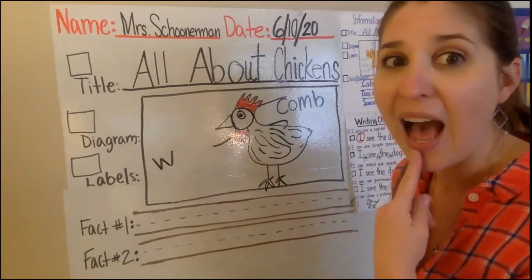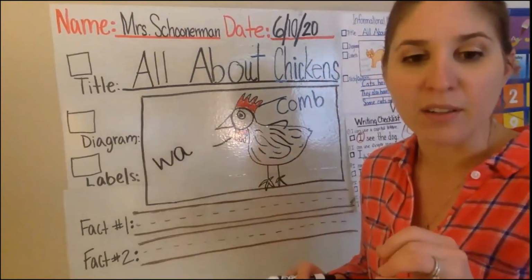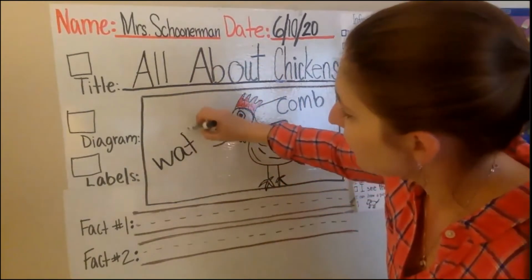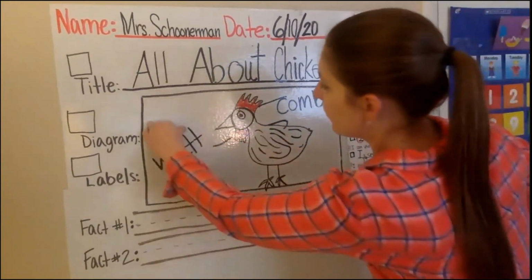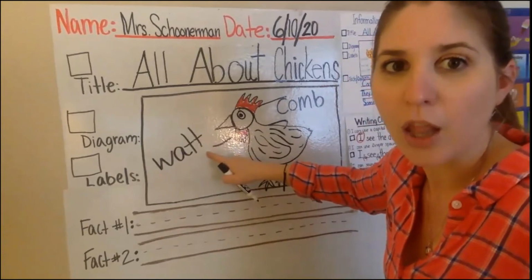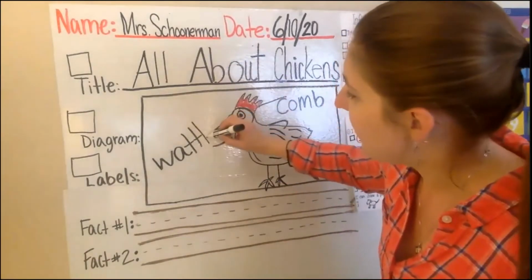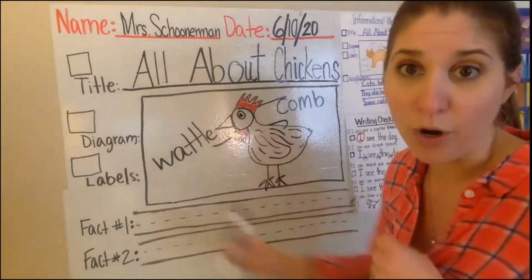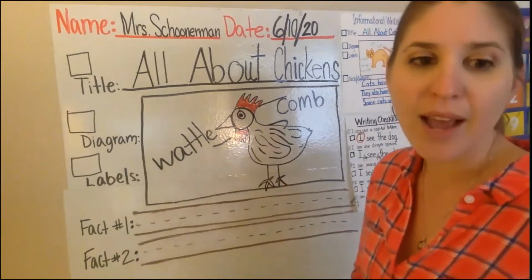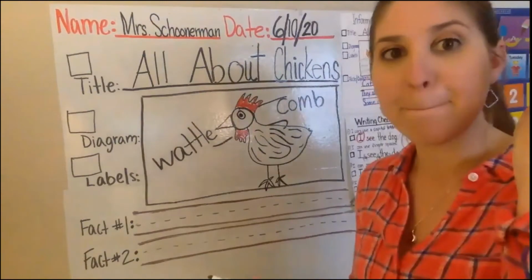Wa, a. Waddle. There's a D. And add another D. Waddle. L. And then at the end, there is an E at the end of that word. Waddle.